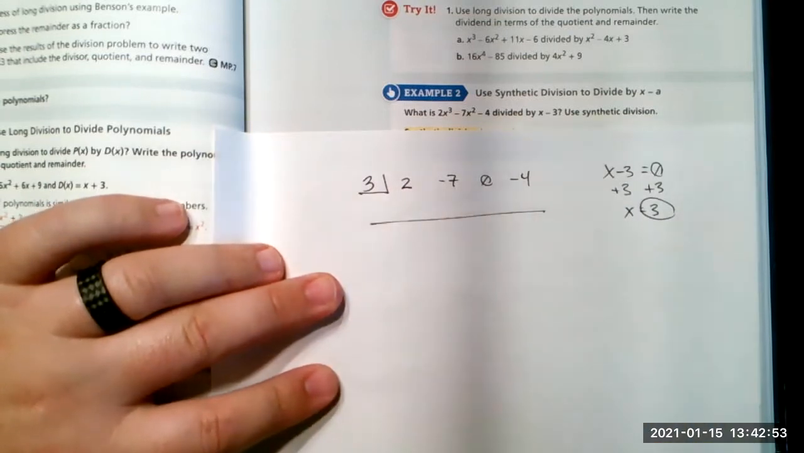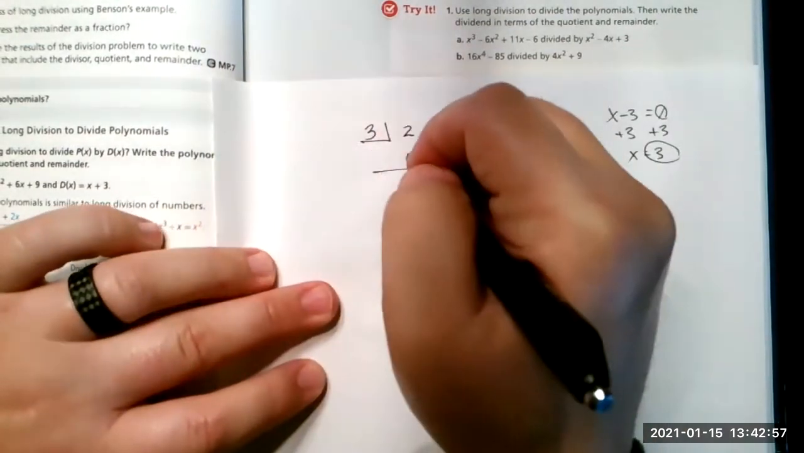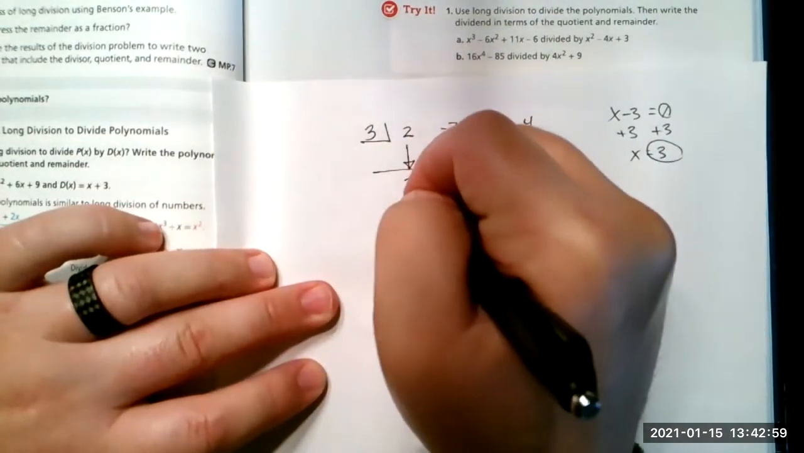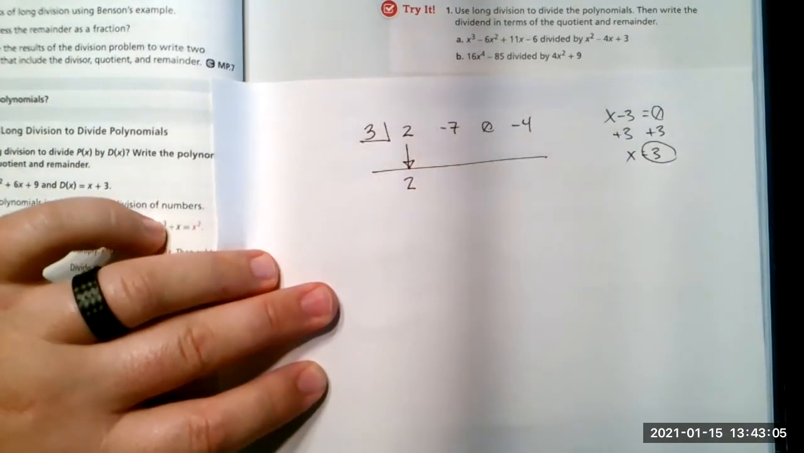So here's what I do. Here's the process. So synthetic division is what this is called. I want to drop down that first term. So that leading coefficient, I want to bring that down. And now what I'm going to do is multiply and add, multiply, add, multiply, add, over and over and over.